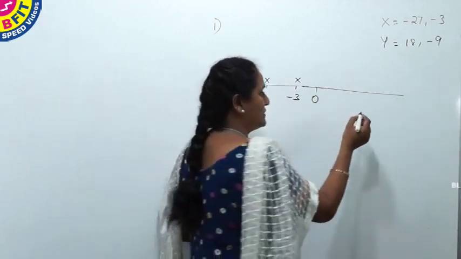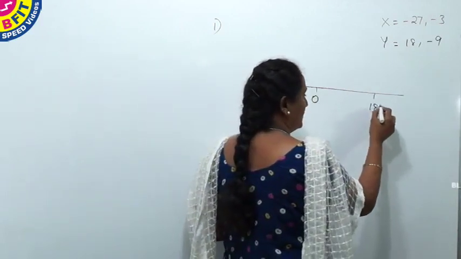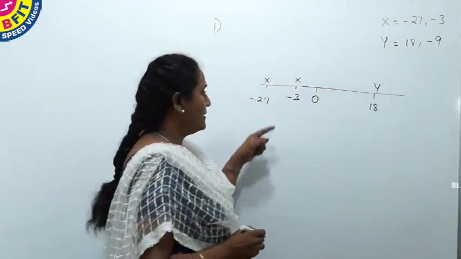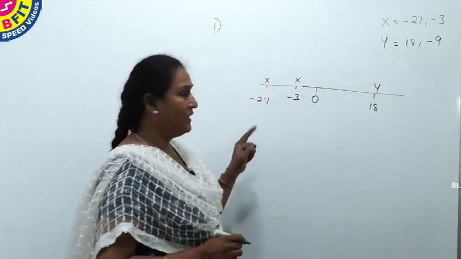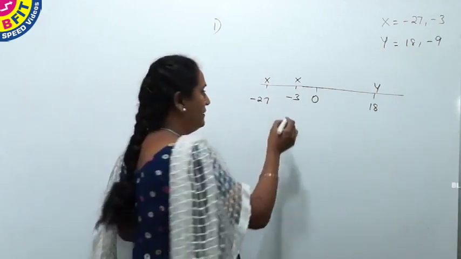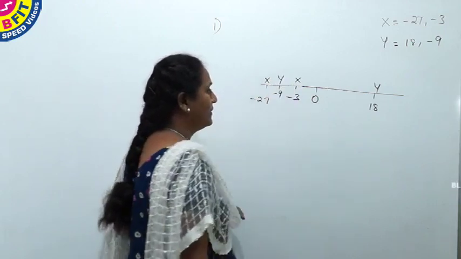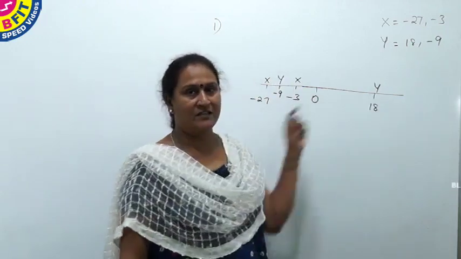And y we have 18 and minus 9. 18 is a positive value. Assuming 18 to be here, we place y. And minus 9 is lesser than minus 3 and greater than minus 27, so it lies in between the x values. So we have plotted x and y on this number line.